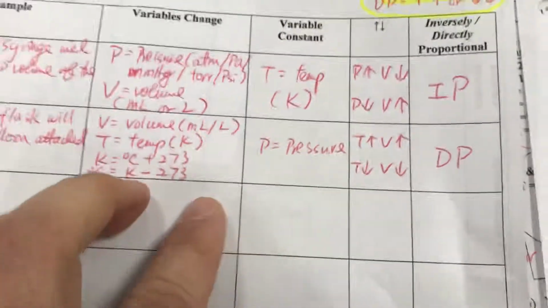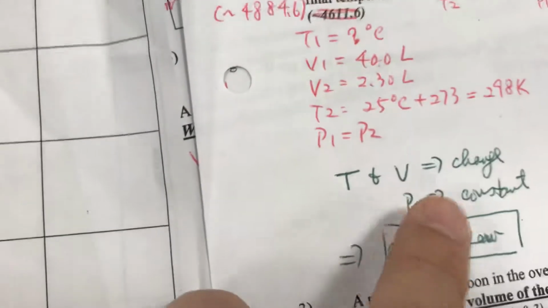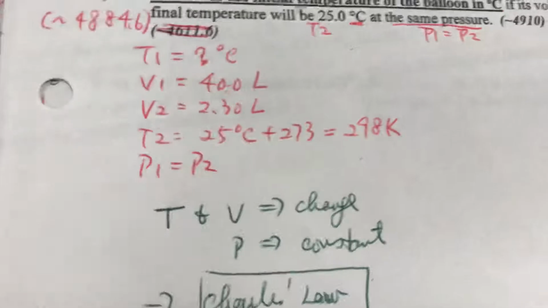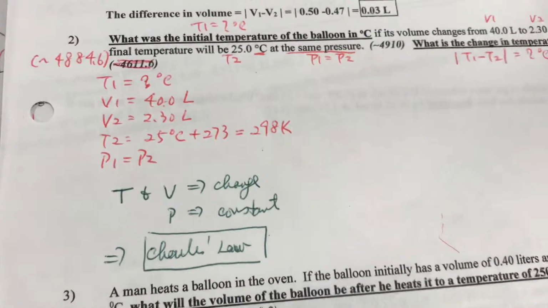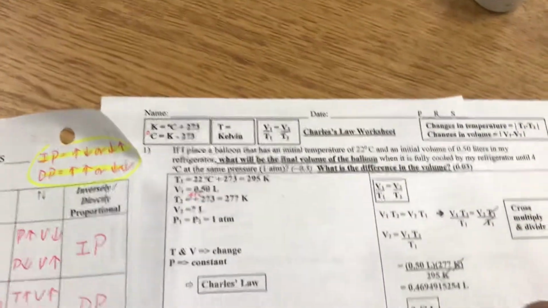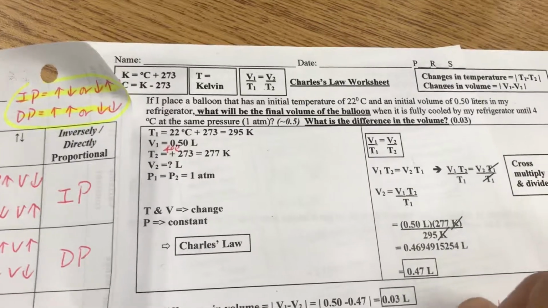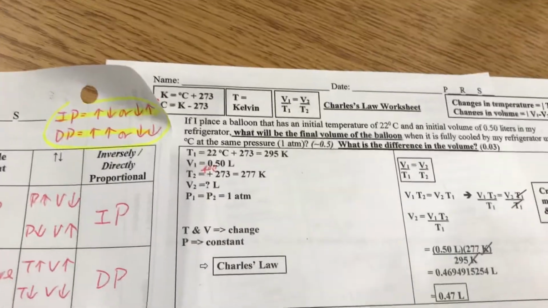How do I know it's Charles' law? Because on the table, I already told you, my volume and my temperature will change, right? And then my pressure will be constant. So based on these two, I know it's Charles' law. Again, you don't want to skip this because later on you're going to have the seven laws together. So because of Charles' law, I'm going to write this equation. The formula is V1 over T1 equals V2 over T2, using the blue pen.